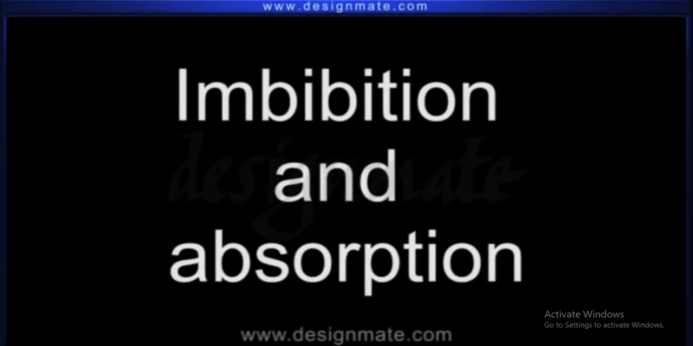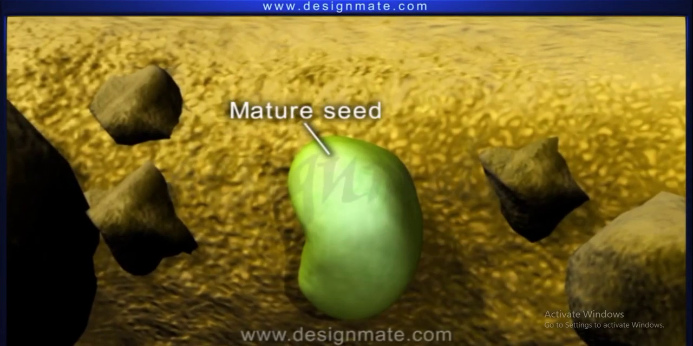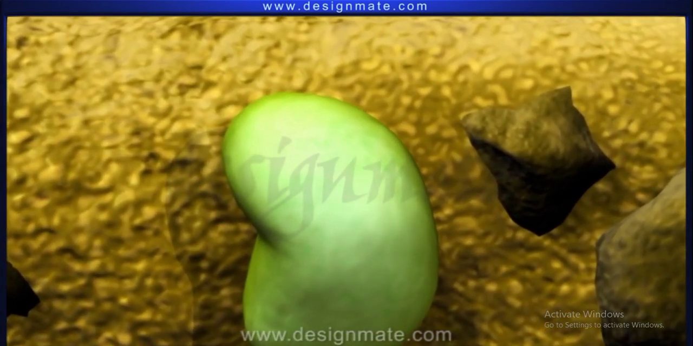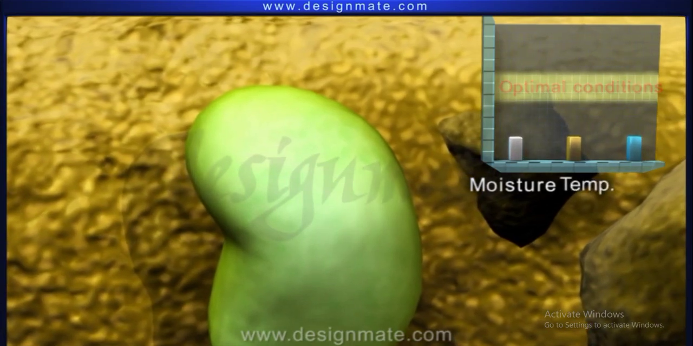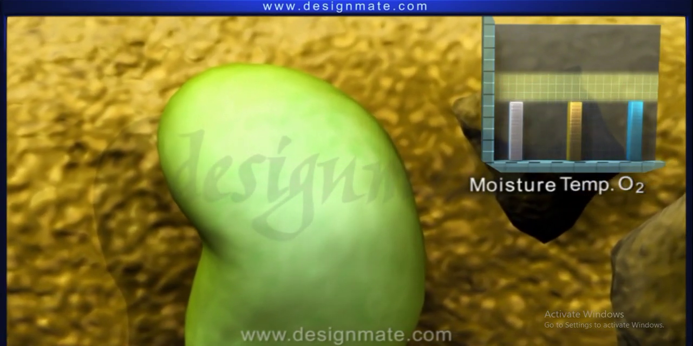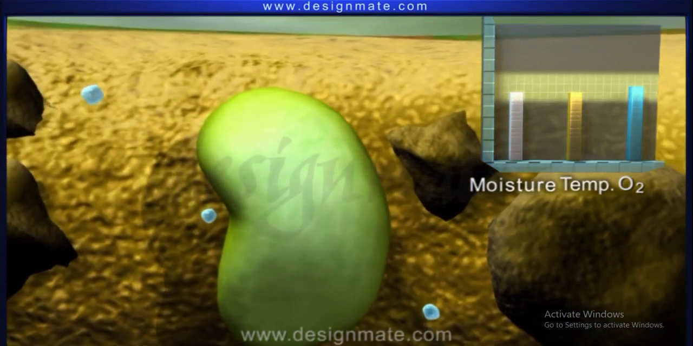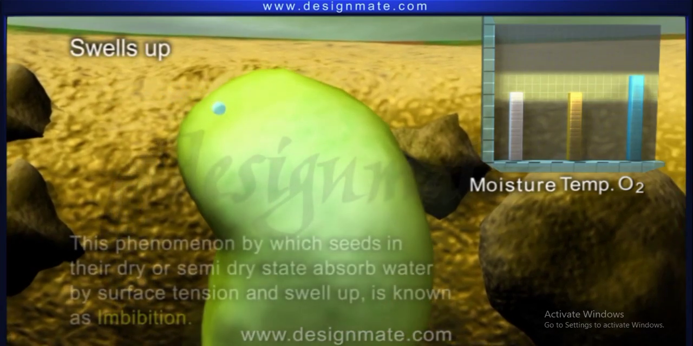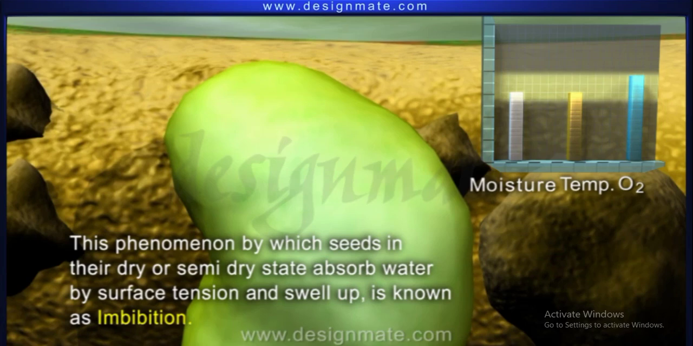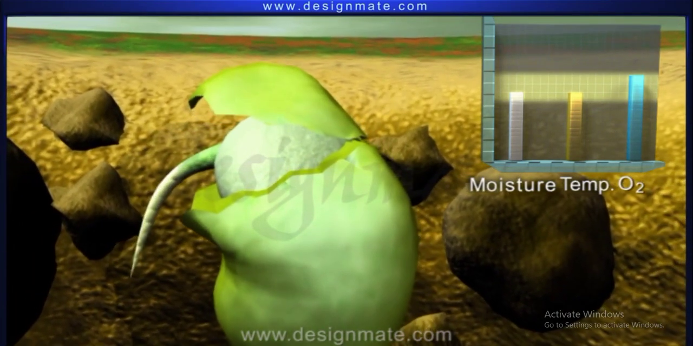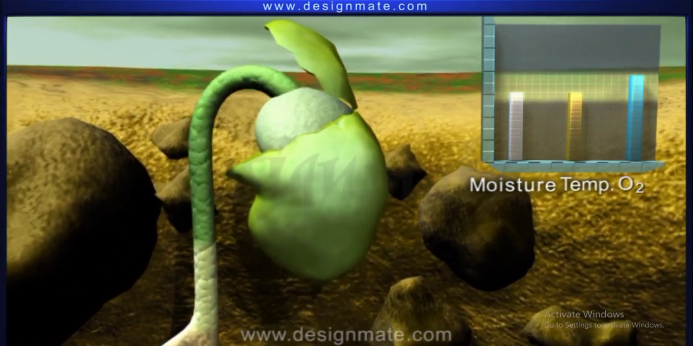Imbibition and absorption. When a mature seed is placed under favorable environmental conditions, such as optimal moisture, proper temperature, and ample oxygen, germination is initiated. Under these conditions, it starts absorbing water and gradually swells up. After some time, the seed coat bursts open and a tiny seedling emerges. This phenomenon, by which seeds in their dry or semi-dry state absorb water by surface tension and swell up, is known as imbibition.